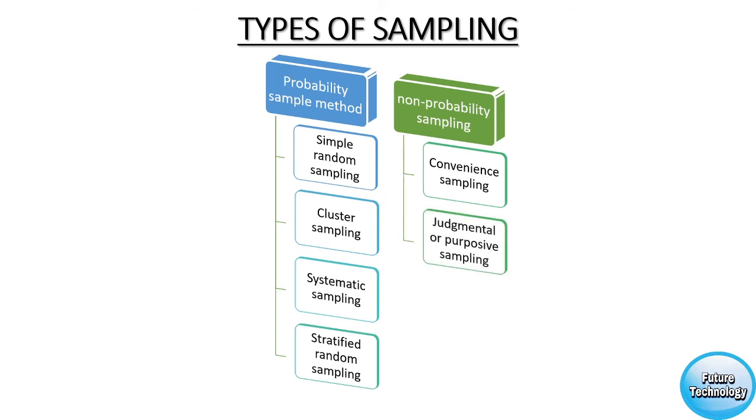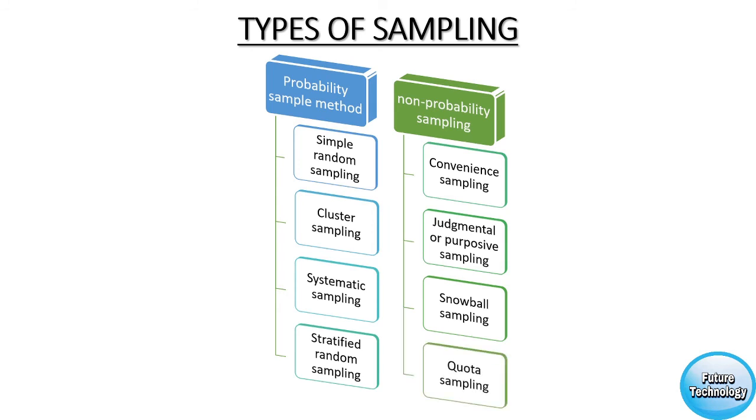Judgmental or purposive sampling. Judgmental or purposive sampling is a non-probability sampling technique in which sample members are selected based only on the knowledge and judgment of the researcher. Snowball sampling. Snowball sampling is a sampling technique in which existing subjects provide referrals to recruit the sample needed for research studies. This is applied by researchers when it is difficult to locate subjects.